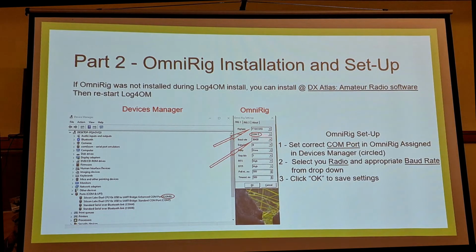You can play around a little bit with the baud rate. Start at 38400. If it works, try another baud rate. If that works, then you're fine. Once you've done that, click OK on the button here, and that will save those settings.